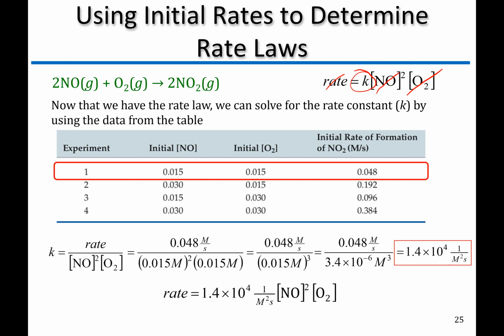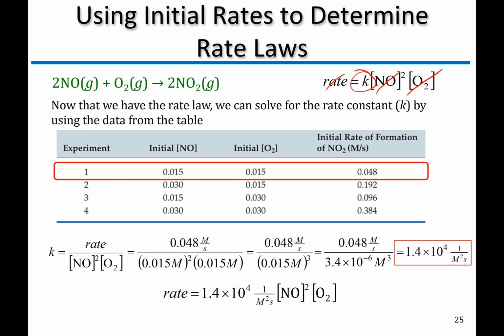Okay, so my new rate law, so my full rate law says that rate is equal to 1.4 times 10 to the fourth times the concentration of NO squared times the concentration of O2. So if you're asked to solve for a rate law, this is the full rate law. Okay, so including the constant and everything. That's your rate law.